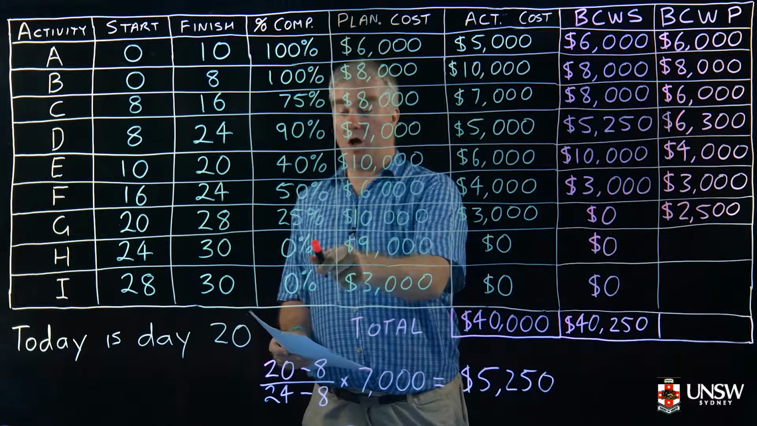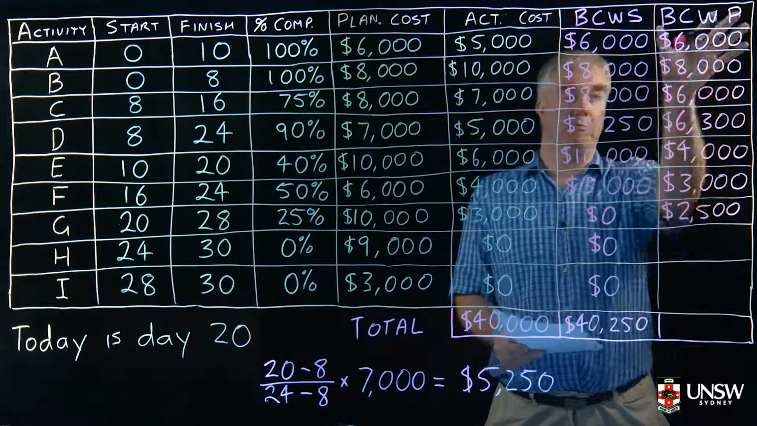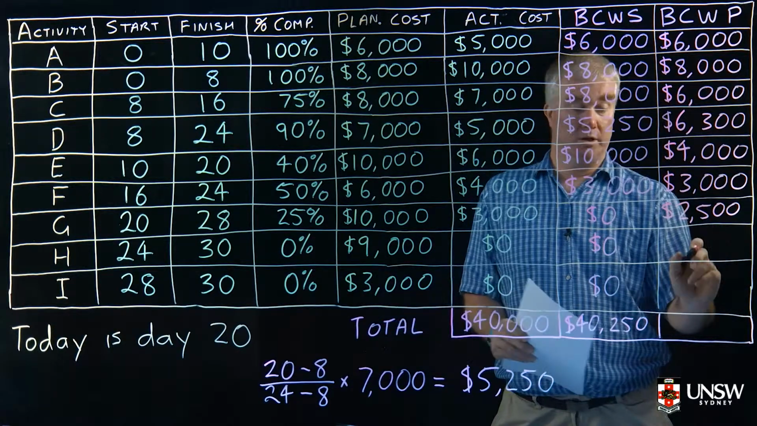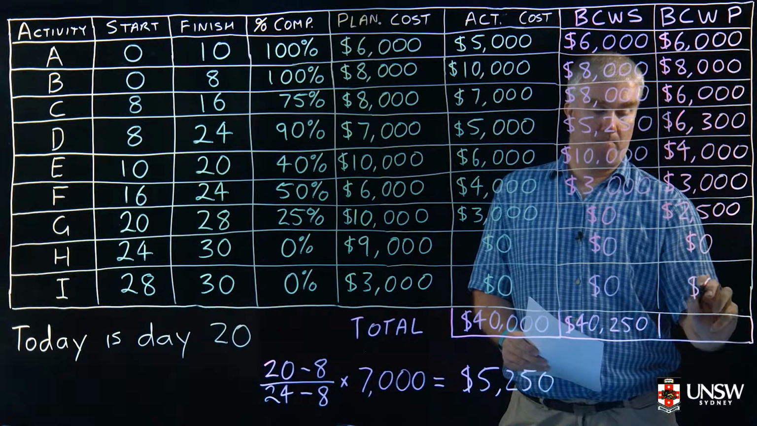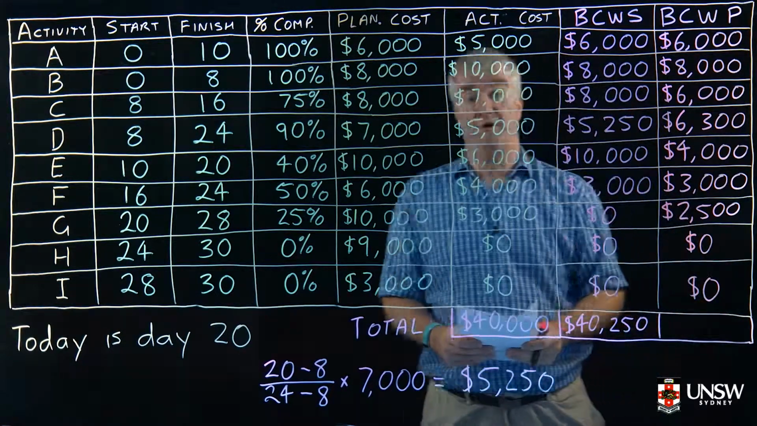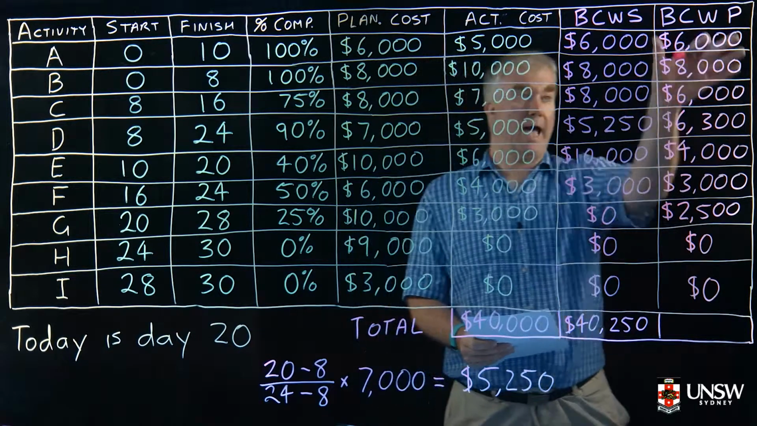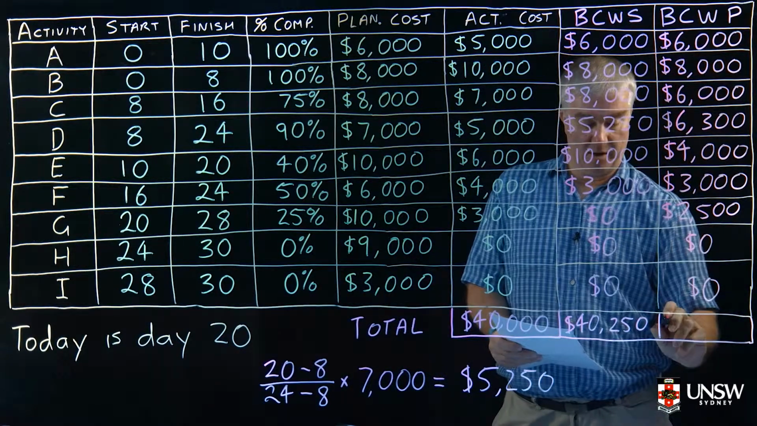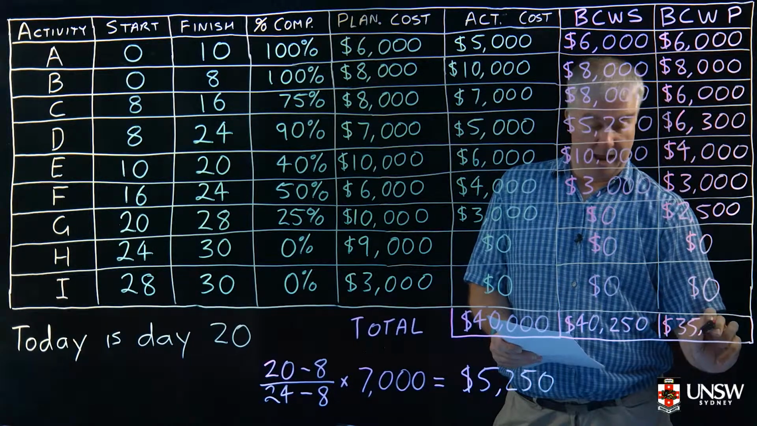Activity H and I, we haven't started yet. So the basic cost of work performed, well, we've done no work, so it's $0. Now, to find out the basic cost of work performed for the whole project, we add up this column and we get $35,800.